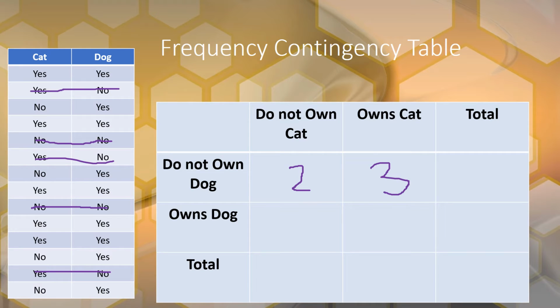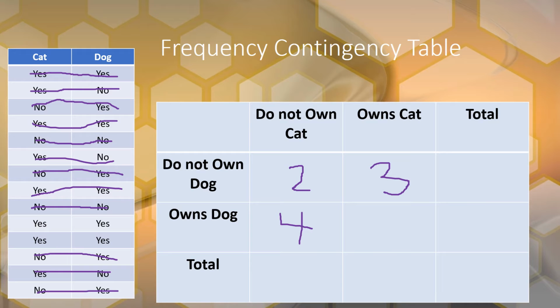Alright, now we're going to look for owns a dog, does not own a cat. So it's going to be a no and then a yes. 1, 2, 3, 4. And then the last one is both yeses. They own a dog and a cat. So that's 1, 2, 3, 4, and 5.